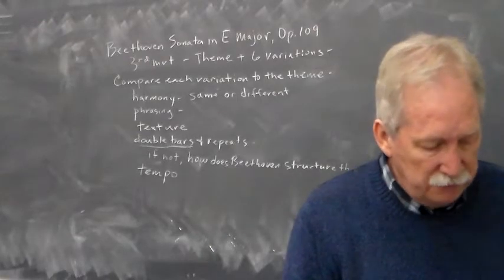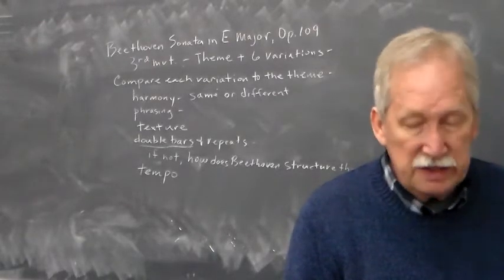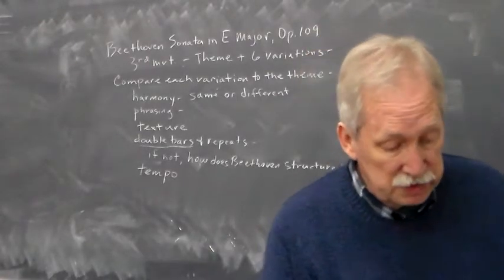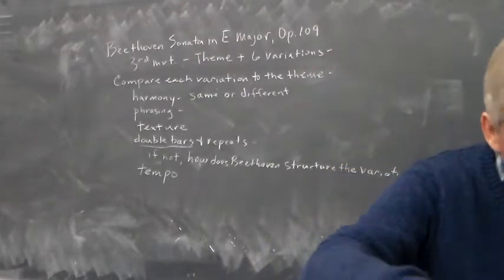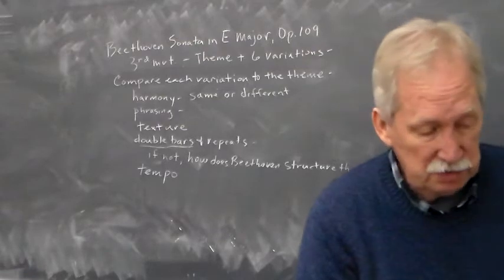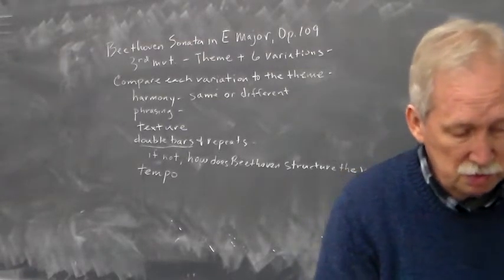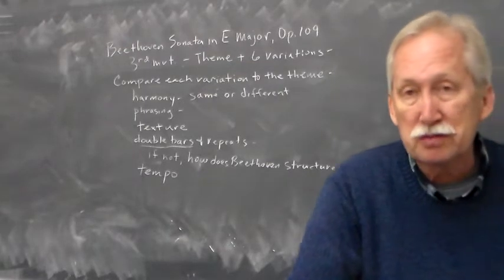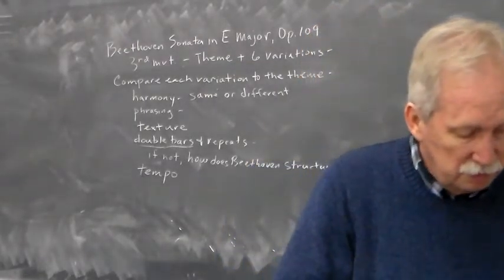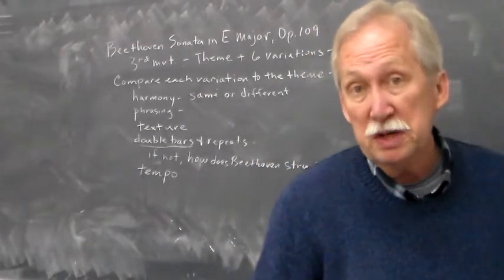Variation 5 is something that is not written into the Schenker edition. So that is on page 570, the bottom of the page. So you should know that's variation 5 where it says allegro ma non troppo. So allegro but not too much.